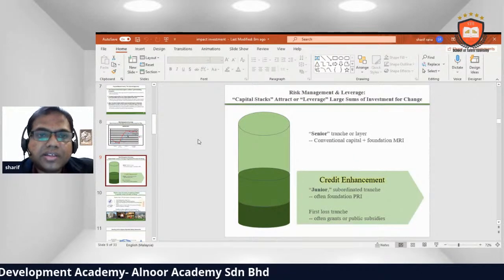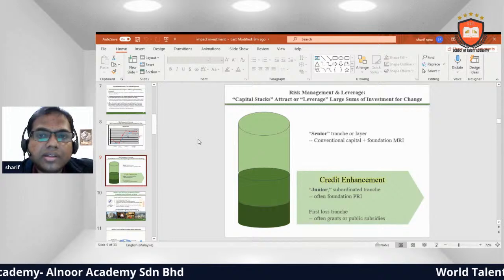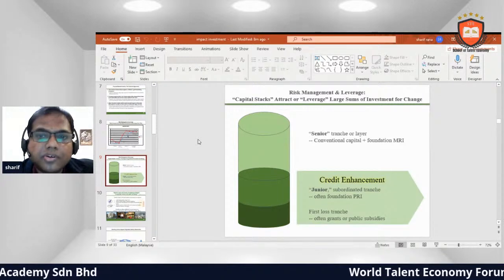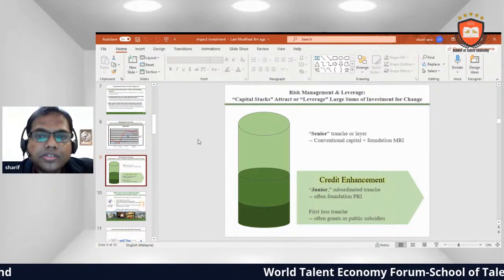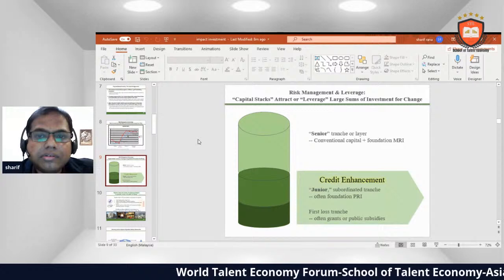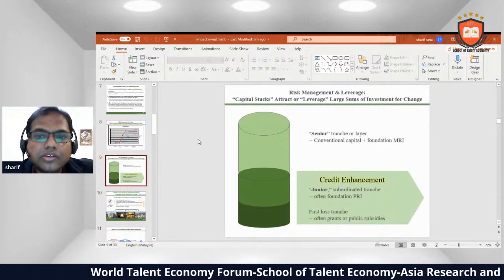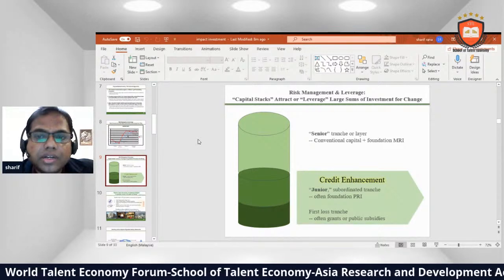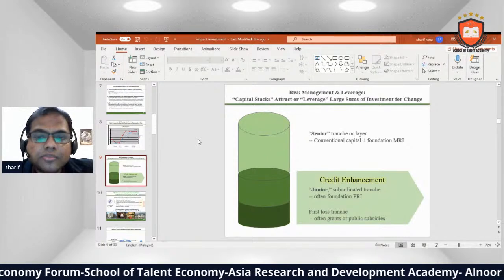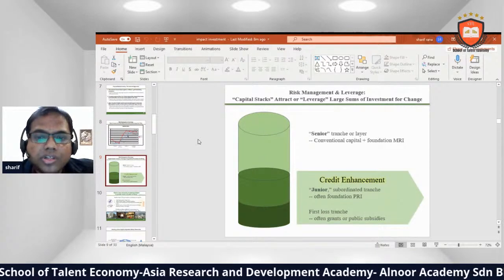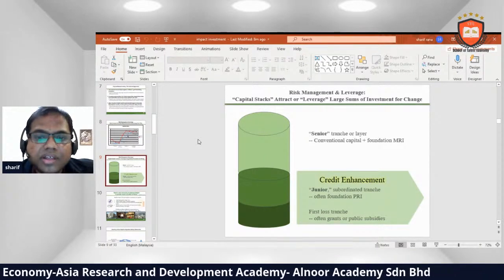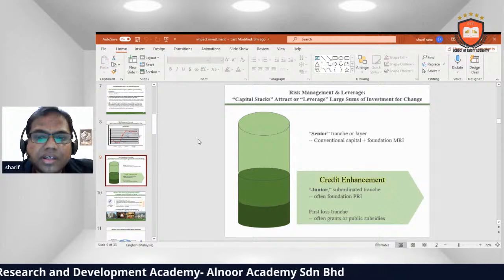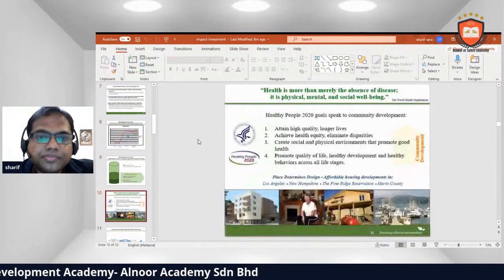Risk management and leverage: capital structure, using it to leverage large sums of investment for change. Senior tranches or layers are conventional capital, plus foundation PRI. Credit enhancement, junior subordinated loans, often from foundations' PRI, finance loss-absorbing transactions, often grants or public subsidies.